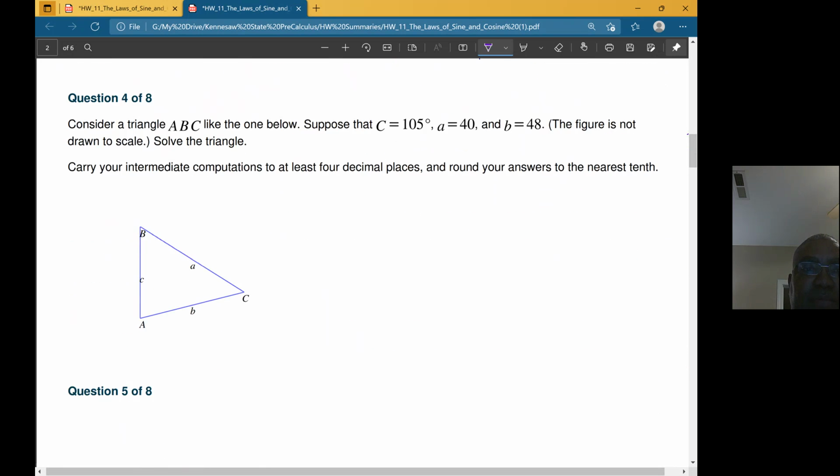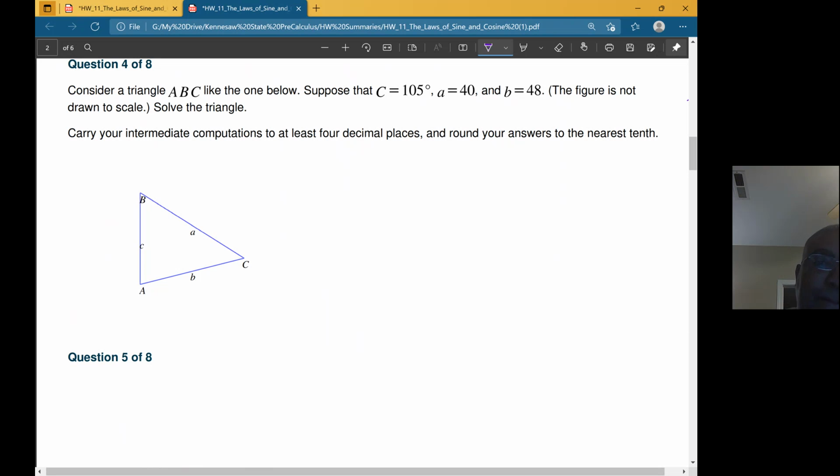Number 4, consider the triangle below. Big C, 105 degrees. Little a, 40. Little b, 48. This is side angle side. We already know what we're doing with this. Law of cosines. Okay, well, we're going to do the law of cosines to solve for C. And then we're going to solve the rest of the triangle, which is what they are asking us to do.